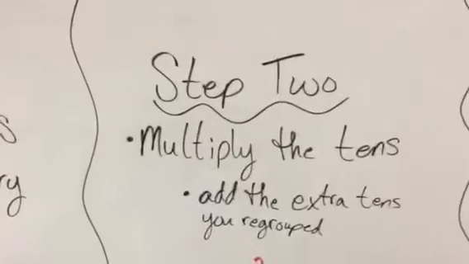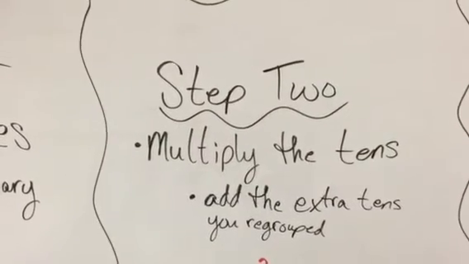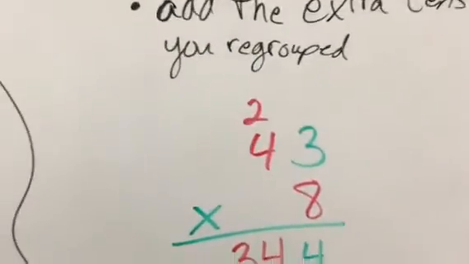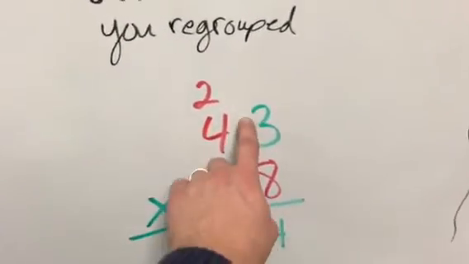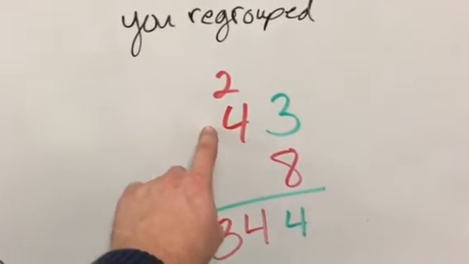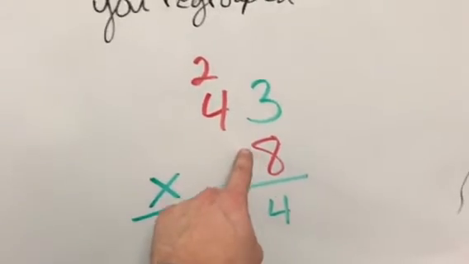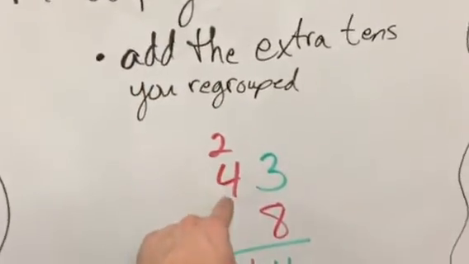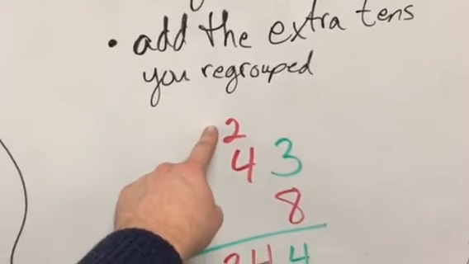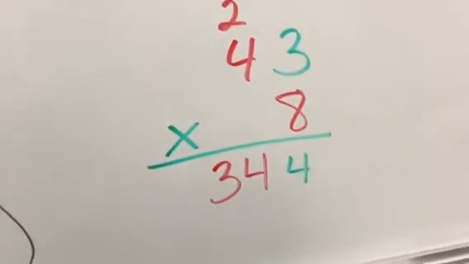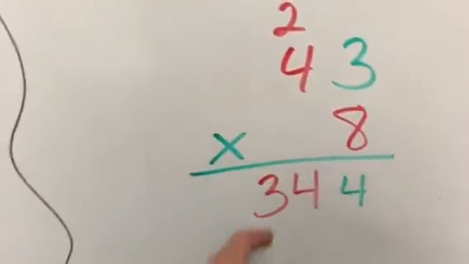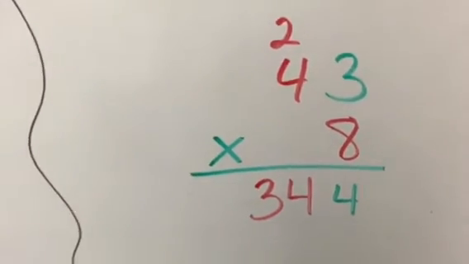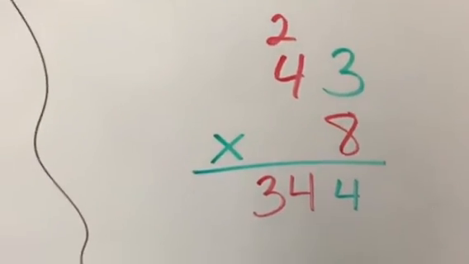Now let's look at step 2. Now we multiply the tens, and we're going to add any extra tens that we regrouped. So we go back to 43 times 8, and we already did 8 times 3. Now we need to do 8 times 4. 8 times 4 is 32, and we need to add the extra tens. So 32, 33, 34. So we write down 34. We write a 4 in our tens column, and then instead of regrouping, there's nothing else, so we just write it down here as our answer. So 43 times 8 is 344.